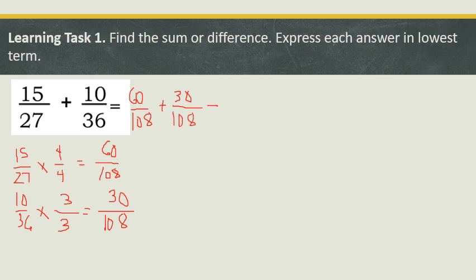Ngayon, ipag-add na natin siya. So, kopyahin natin ang denominator, 108. Then, 60 plus 30 is 90. So, ngayon, pwede siyang i-divide sa 18. So, 90 divided by 18 is 5. 108 divided by 18 is 6. So, kaya magiging answer natin dito is 5/6.